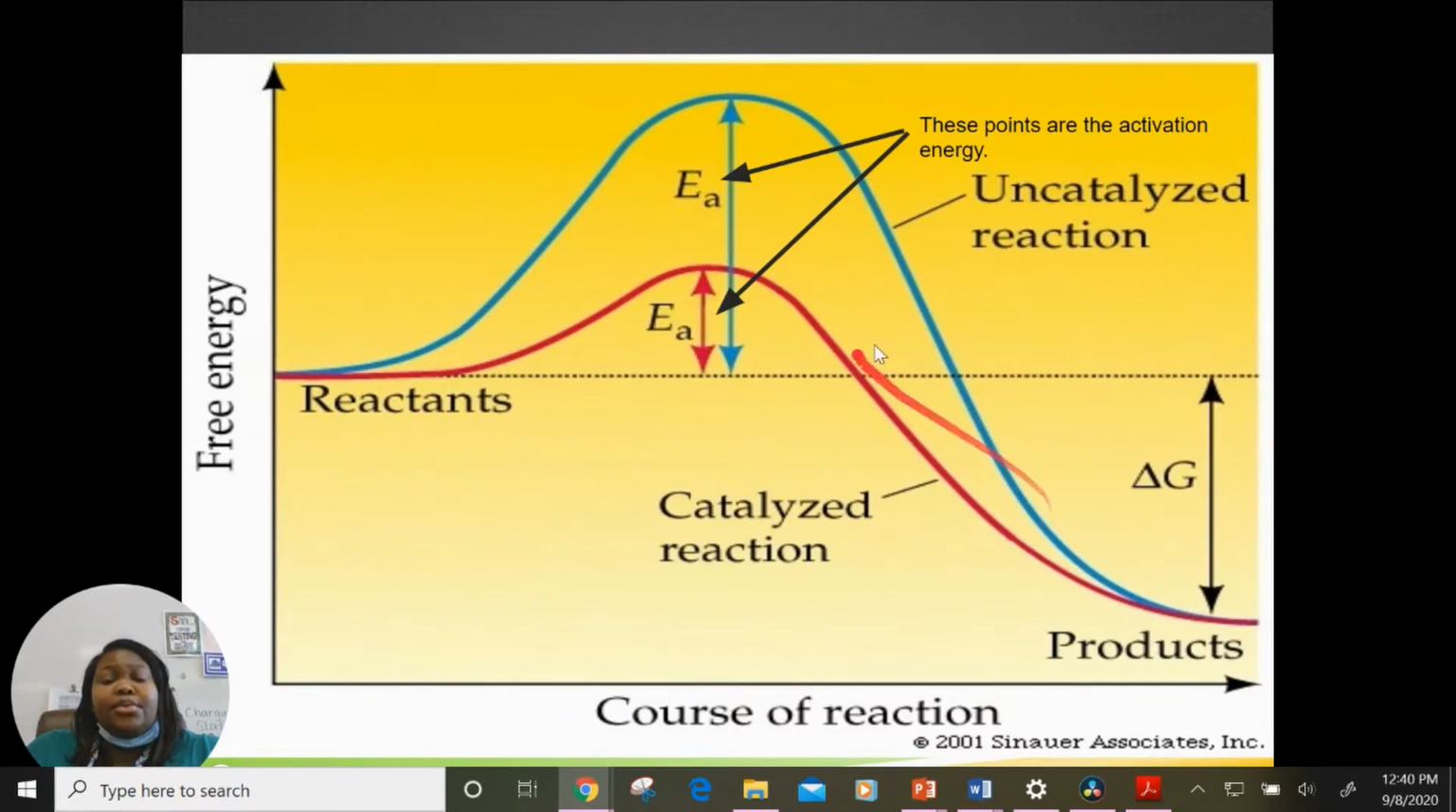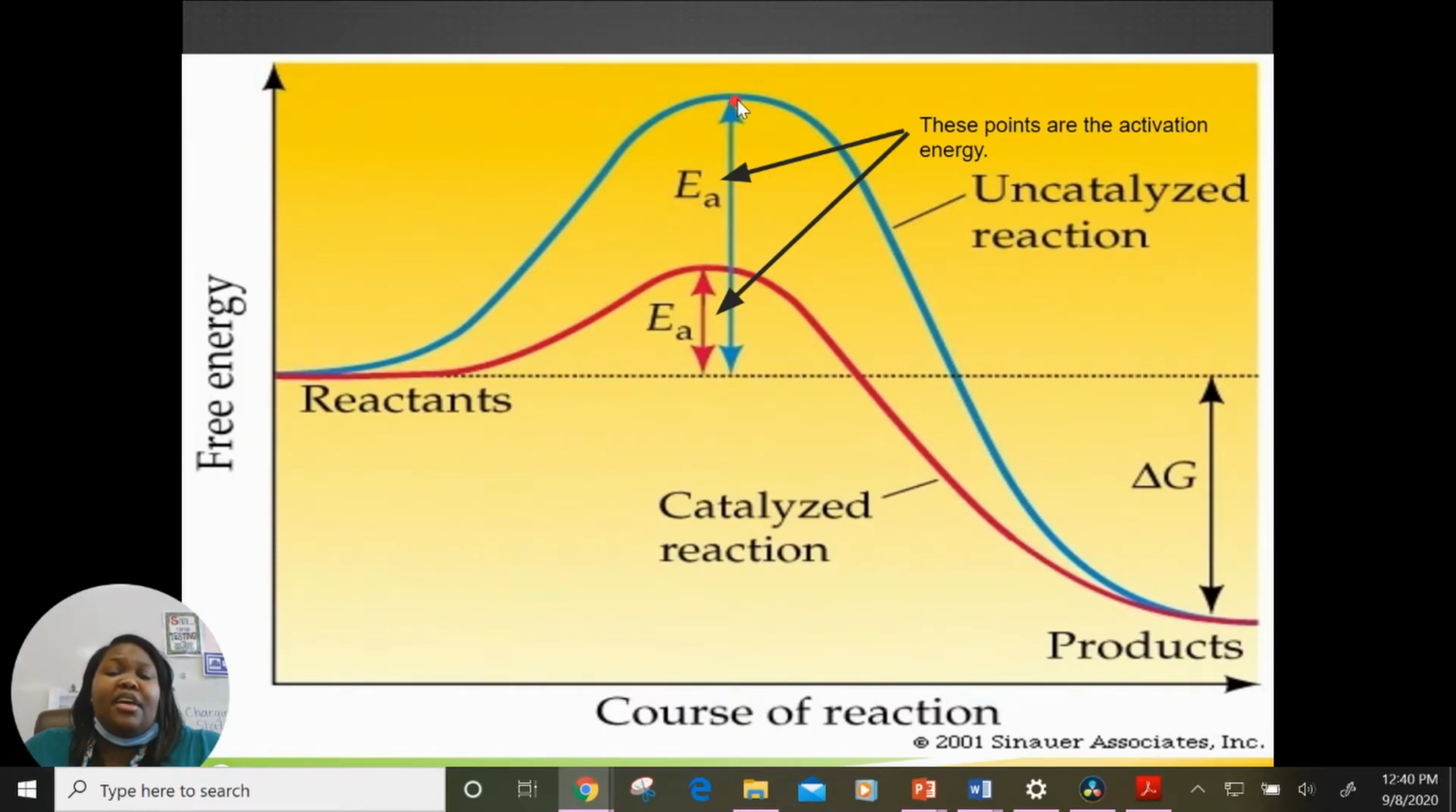The reaction in blue is an uncatalyzed reaction. It's a reaction that does not have a catalyst or an enzyme. The "un" portion of the word tells me that I do not have an enzyme or a catalyst. Okay? There is a point called the EA point. It's right here. It's the highest point on the graph. This is the activation energy. It's called EA because EA means energy of activation. The highest point on the graph is where we find the activation energy.